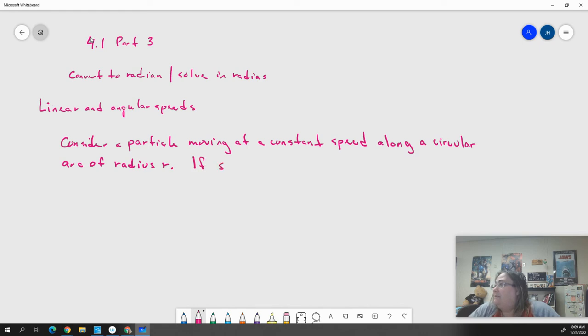If s is the length of the arc, you remember we were saying that arc length is s the other day when we were doing the arc length stuff. S is the length of the arc traveled in a time t. Now this is just the problem. We will go over all of this and how to break it down.